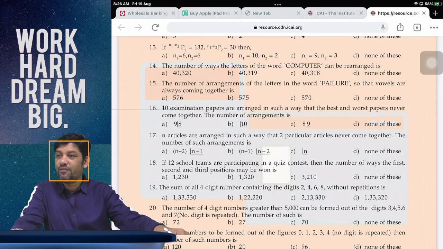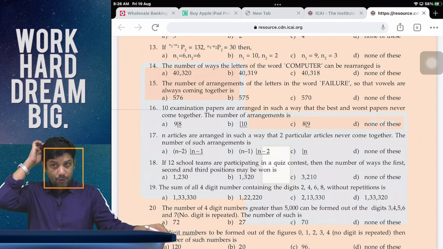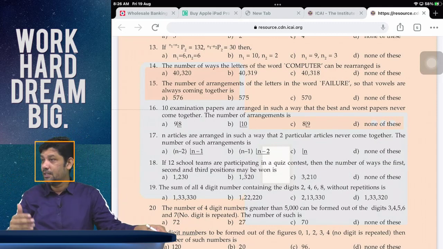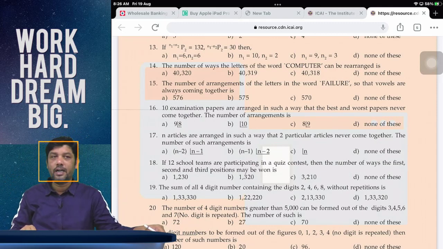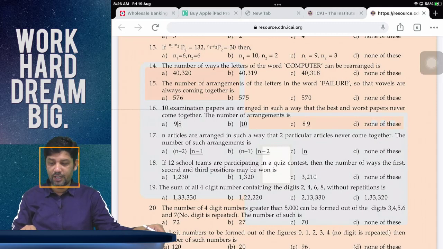Then after that, we started with factorial notation. By using factorial notation, we were deriving the permutation formula. Can you please tell me what is the permutation formula? nPr is equal to what? n factorial divided by (n minus r) factorial.